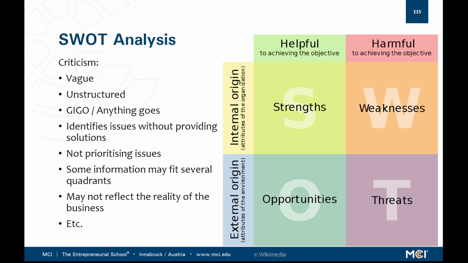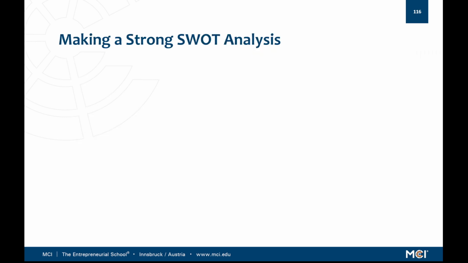And it may not reflect the reality of business, because in the business world we have a lot of issues, and the SWOT analysis is most often used as cherry picking. You pick some ideas, some opportunities, some threats, and you ignore the rest of the opportunities, you ignore the rest of the threats. That is why we can theoretically make a strong SWOT analysis if we avoid all these issues.